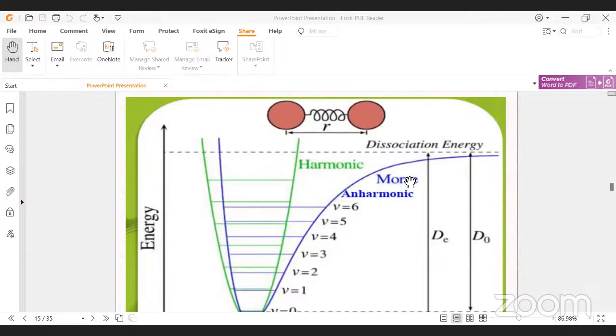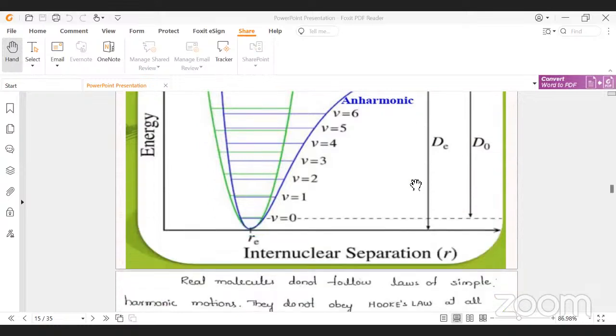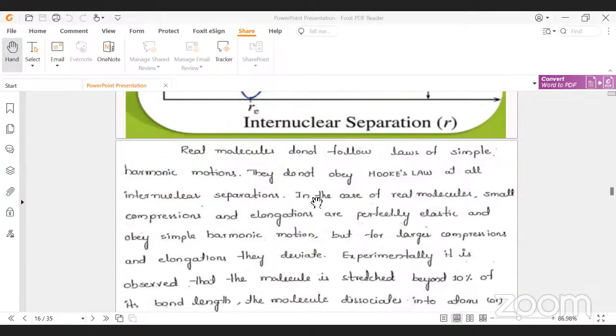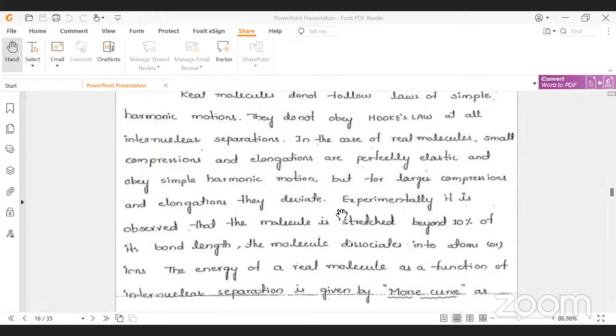Bond will be broken here. This is anharmonic oscillation. Real molecules do not follow the law of simple harmonic motion. They do not obey Hooke's law at all internuclear separations.